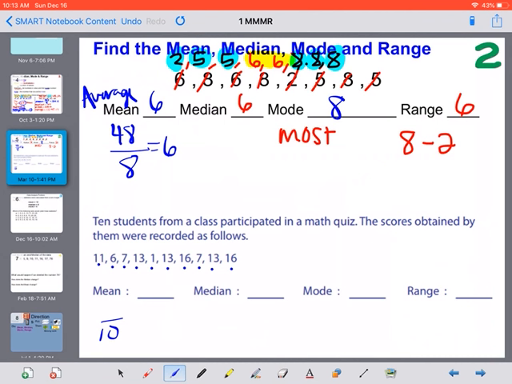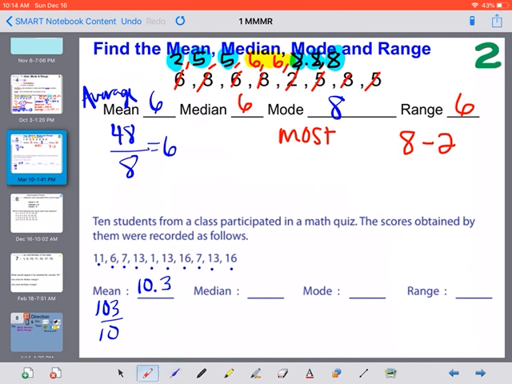So 11 plus 6 plus 7 plus 13 plus 1 plus 13 plus 16 plus 7 plus 13 plus 16 gives me 103 if I did that correctly. You can always double check my work. And divide by 10, we get 10.3.